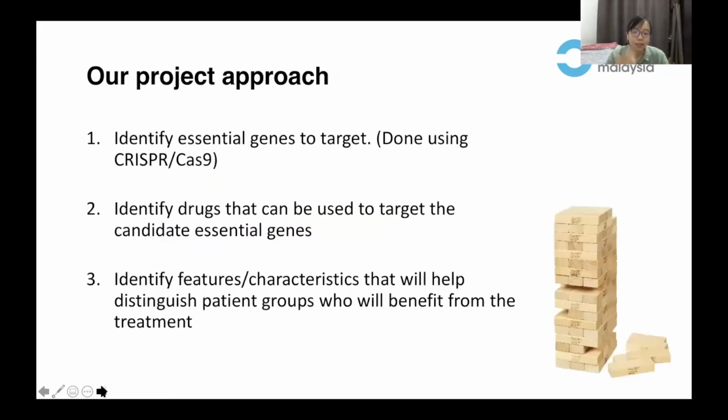So after saying that, just to share how our project approach is. The first step is that we use CRISPR-Cas9 to identify the essential genes that we can target. After knowing which genes we can target, we can try to find the drugs that will target these genes. But knowing just what gene to target and what drug to use is not sufficient. It is also very important that we identify genetic features or characteristics that will help us distinguish patient groups who will benefit from this treatment. So point number 3 is moving more into precision medicine.